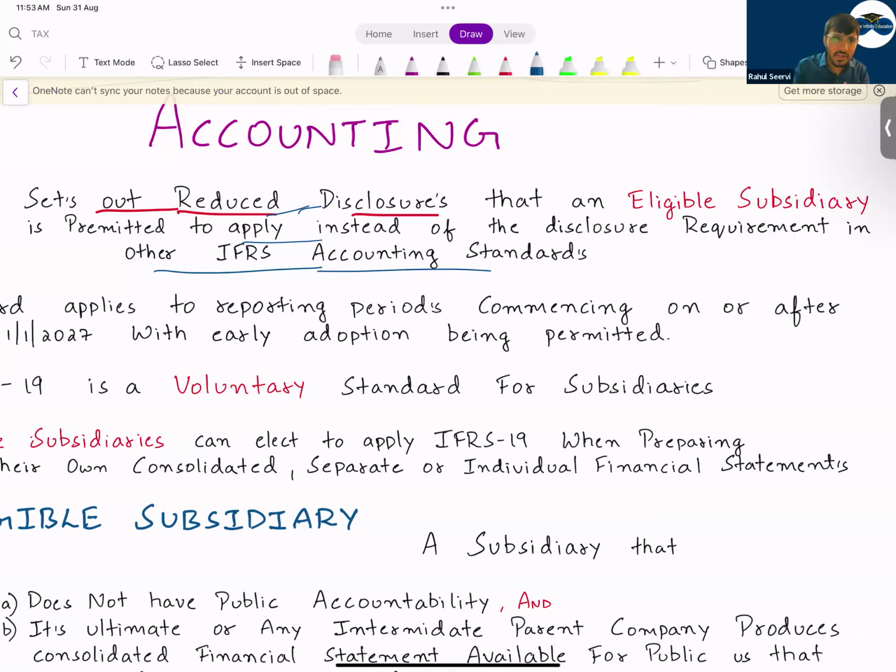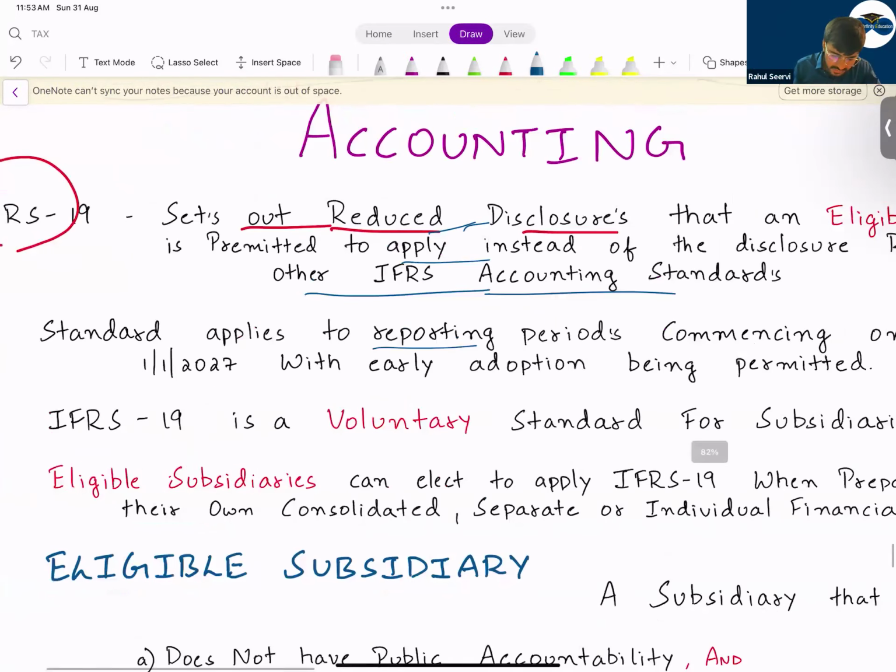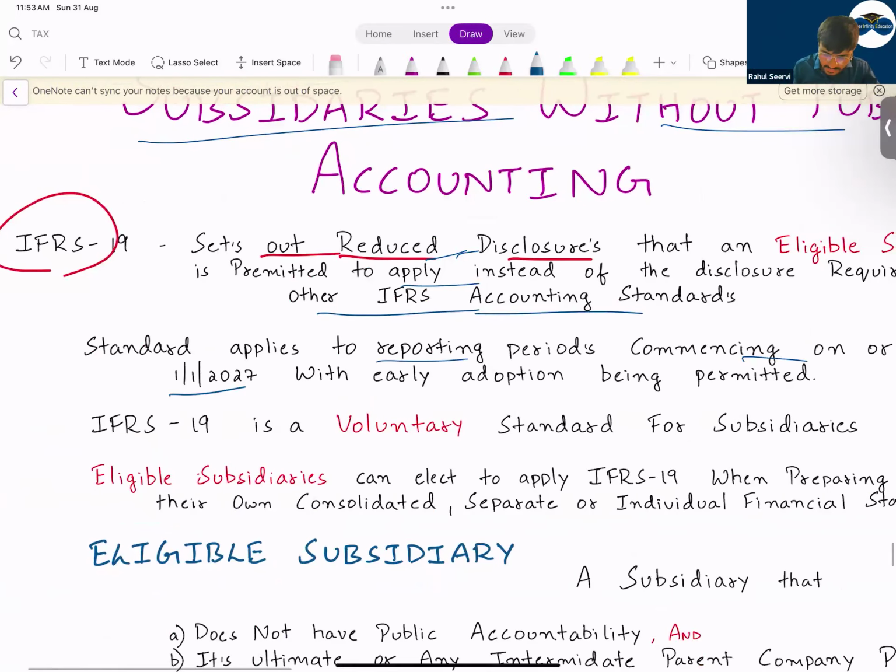So instead of following other accounting standards, IFRS 19 says follow IFRS 19, whatever is mentioned in this for the reduced disclosure part. But the recognition, measurement, presentation, everything will be as per the old standard only, as per other IAS and IFRS. Only for the disclosure part, you should refer to IFRS 19. The standard applies to reporting entities commencing on 1st Jan 2027 with early adoption being permitted. Means before that also the company can apply, no issues.